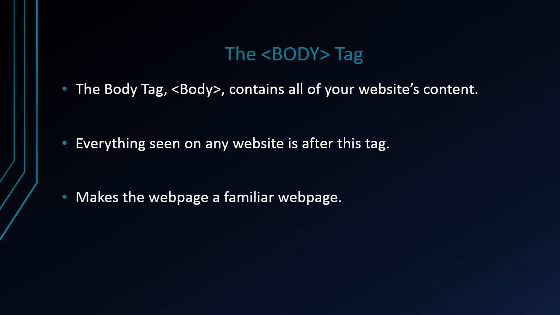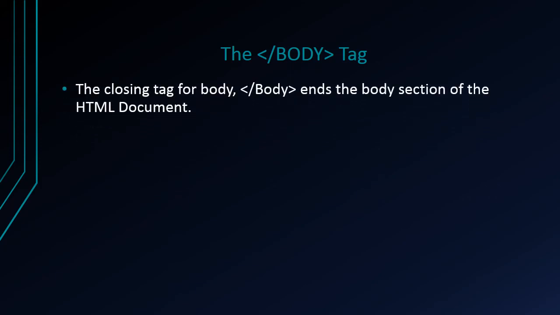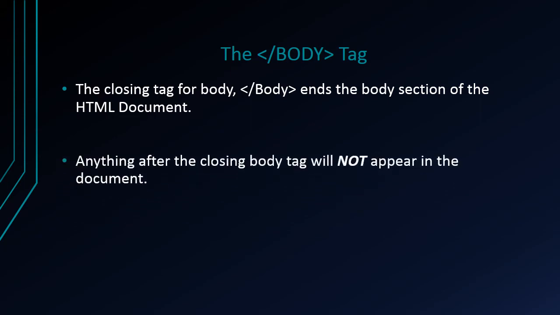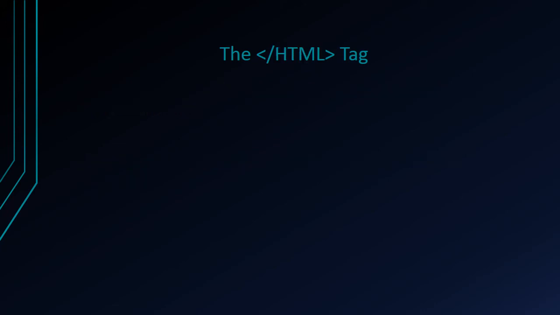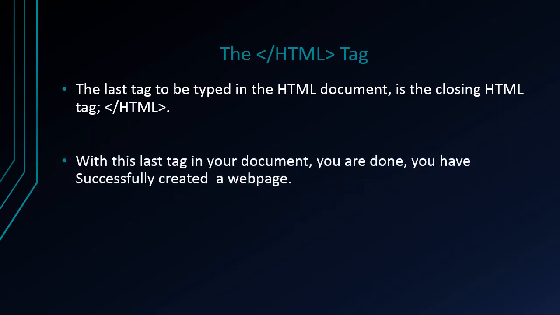So right now, if you were to go to Google or Yahoo, any of those websites, what you're seeing is all in the body tag. The closing body tag. The closing tag for body, backslash body, ends the body section of the HTML document. Anything after the closing body tag will not appear in the document. The closing HTML tag. The last tag to be typed in the HTML document is the closing HTML tag, which is just a backslash in the HTML tag. With this last tag in your document, you are done and you have successfully created a web page.